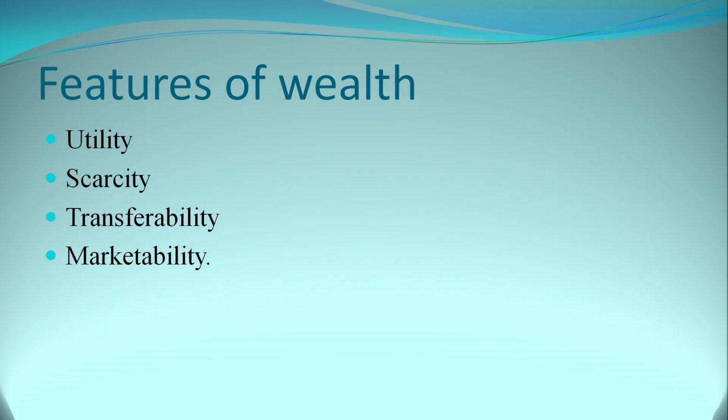Next is transferability. So wealth is transferable. Which goods are transferable from one place to another place, one person to another person? So they are called wealth. It has also externalities, the physical existence.